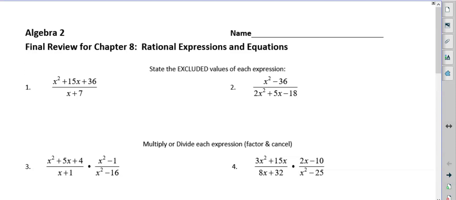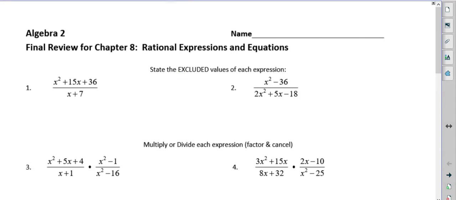All right, Chapter 8, Semester 2, final review. So for 1 and 2, it says state the excluded values of each expression. Okay, so all we're doing is focusing on the excluded values. So we're looking at the denominator, just right here. That's all we're worried about, because you cannot have 0 in the denominator.